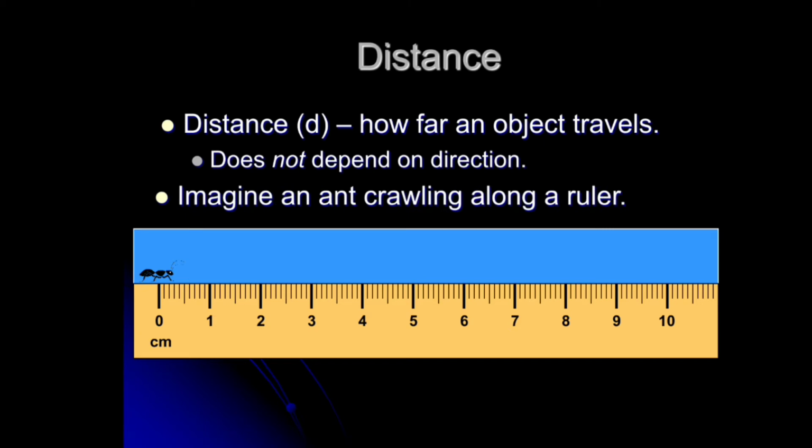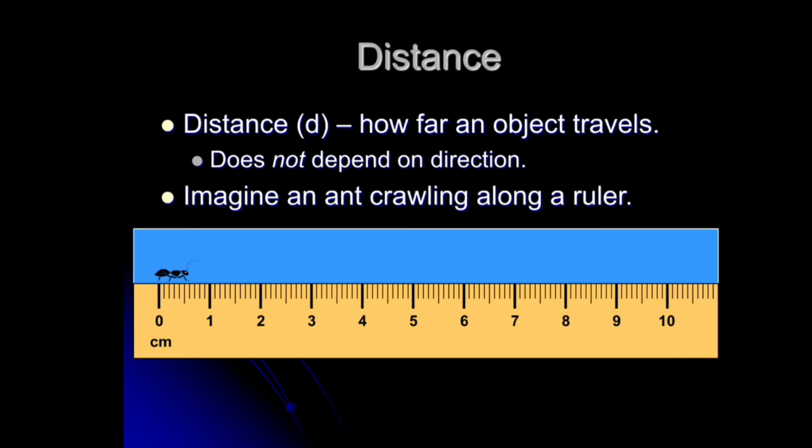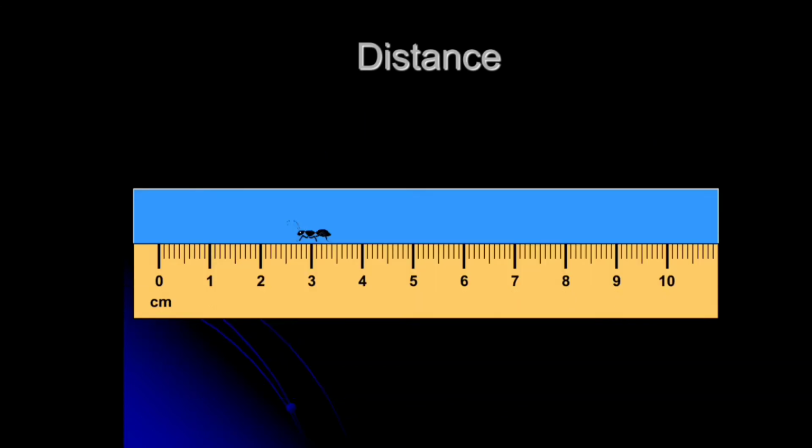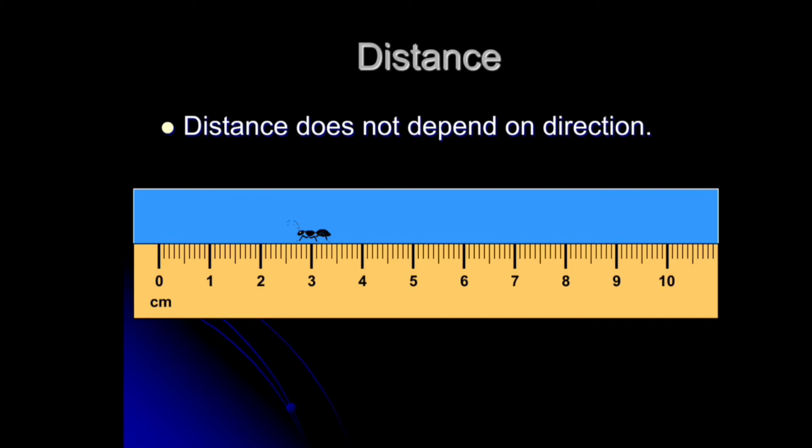Let us imagine an ant crawling along a ruler. Let us see here. What distance did the ant travel? The distance is 3 centimeter. Here, distance does not depend on direction.